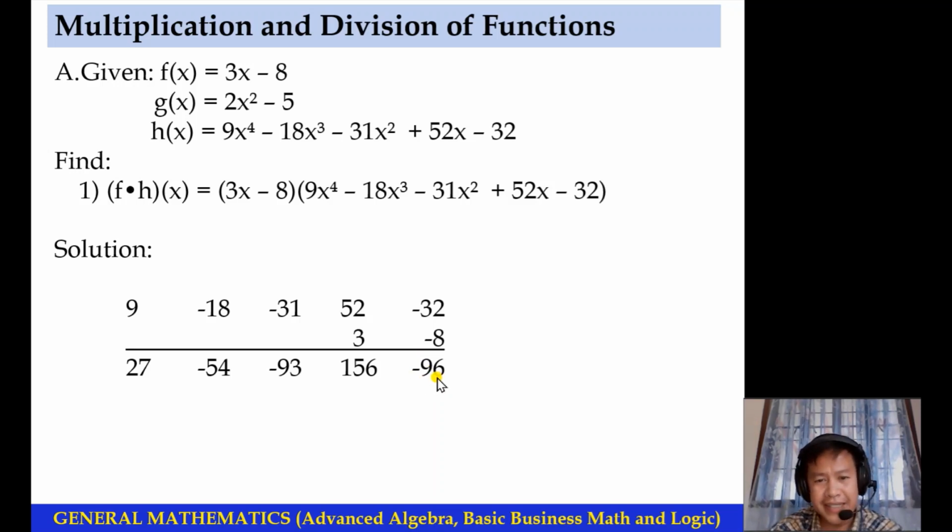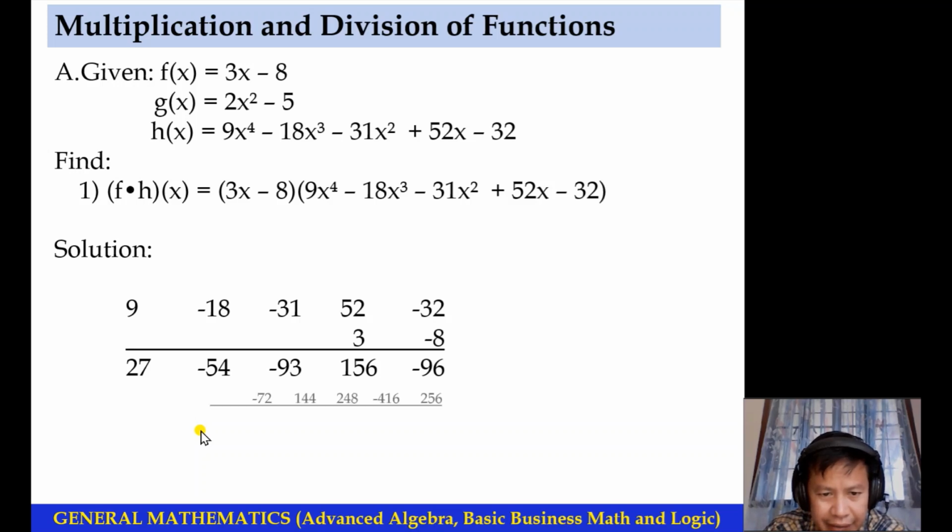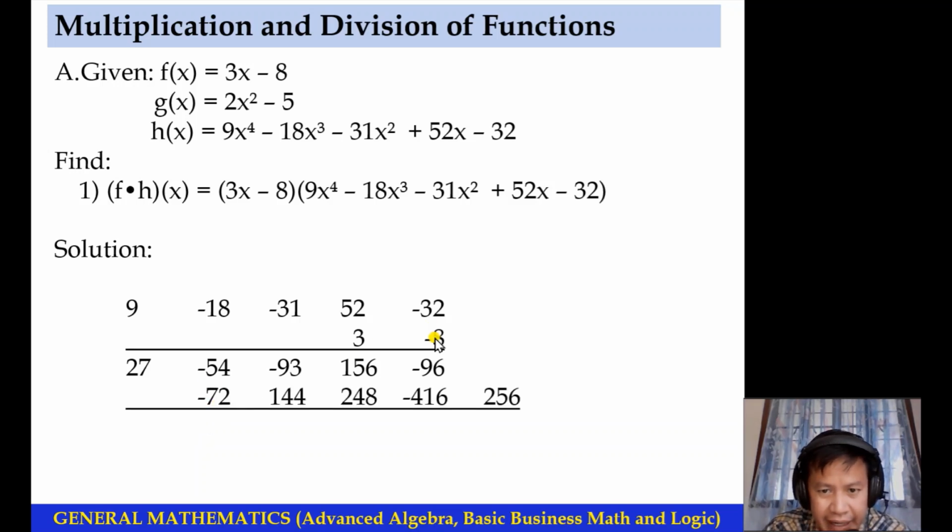Now, afterwards, you are going to multiply negative 8, okay, to all the coefficients of the quartic polynomial here. Then, do not write your answer here. You are going to write your answer below the second term. Did you understand? So therefore, negative 8 times 9 is negative 72. This is it. Then negative 8 times 18.